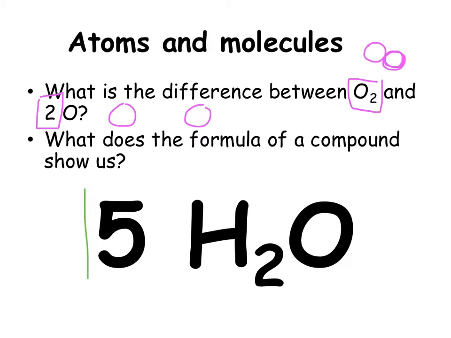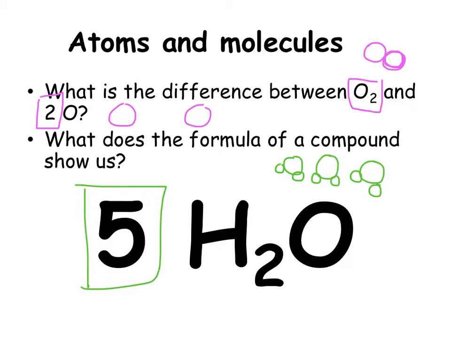So, what does this formula tell me? That tells me I've got 5 separate particles of H2O. 5 separate H2Os. Okay, which means all together I have got 10 hydrogens and I have got 5 oxygens. H2O is water, combined hydrogen and oxygen in a specific ratio.